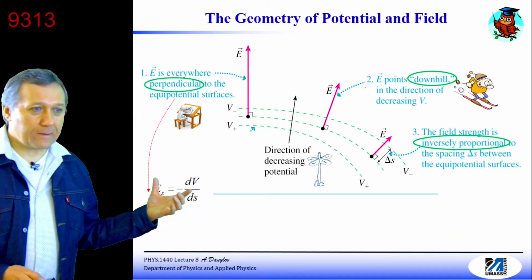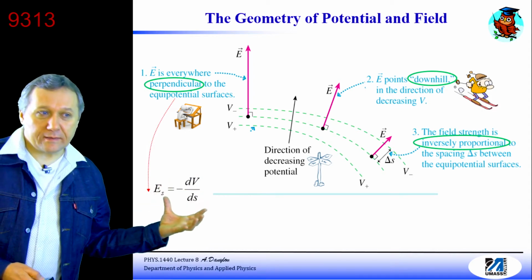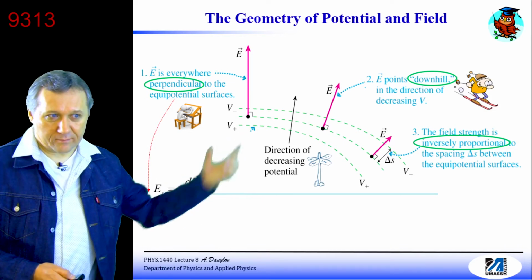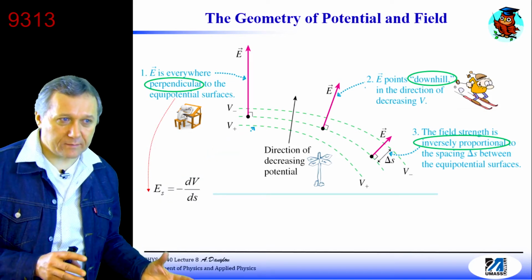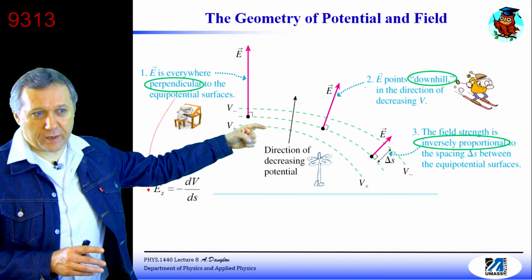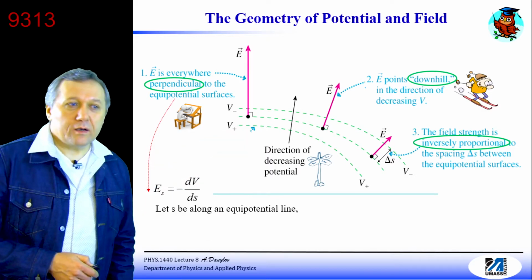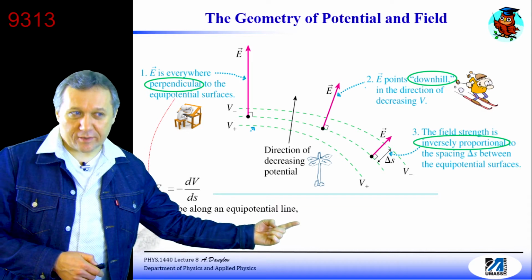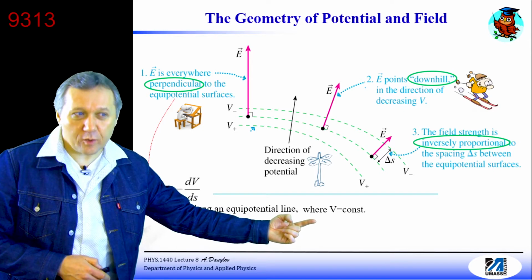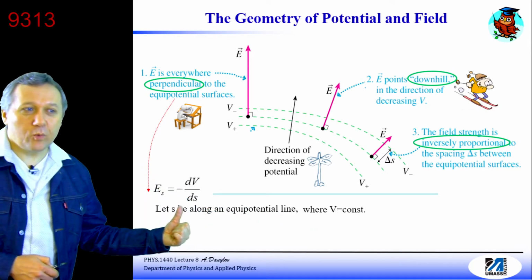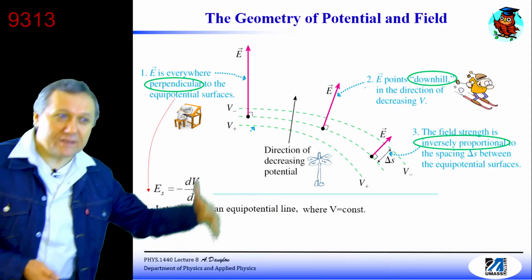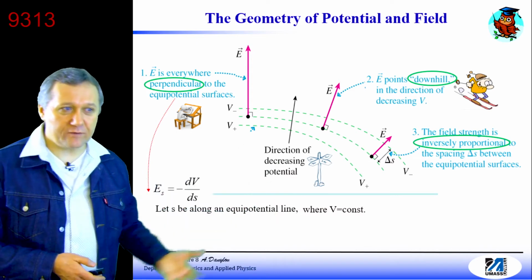So let's align the direction of S along an equipotential line. So S along equipotential line. For example, along this V minus, right? So let's say this is our S direction. And along that direction, of course, what happens with V? It stays constant. V is constant along an equipotential line. So as a result, what can you tell about this dV? Of course, it's zero, because V doesn't change, and dV is a change in V.